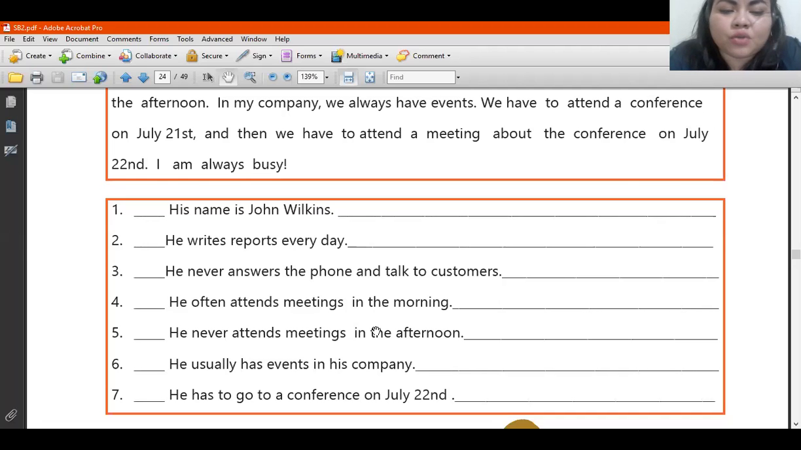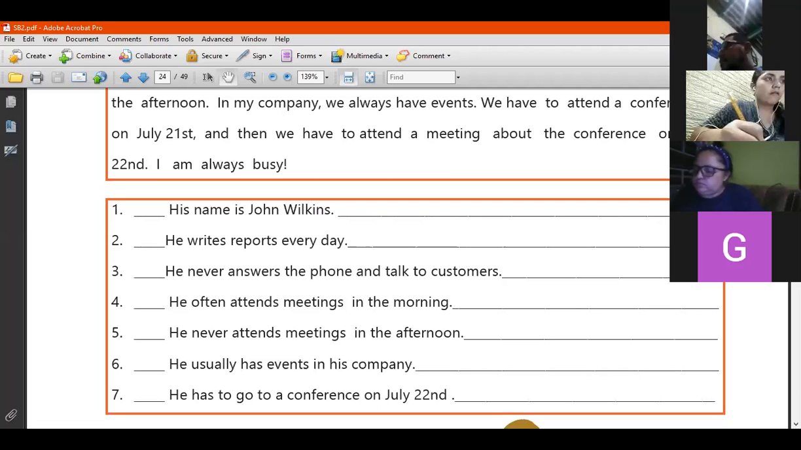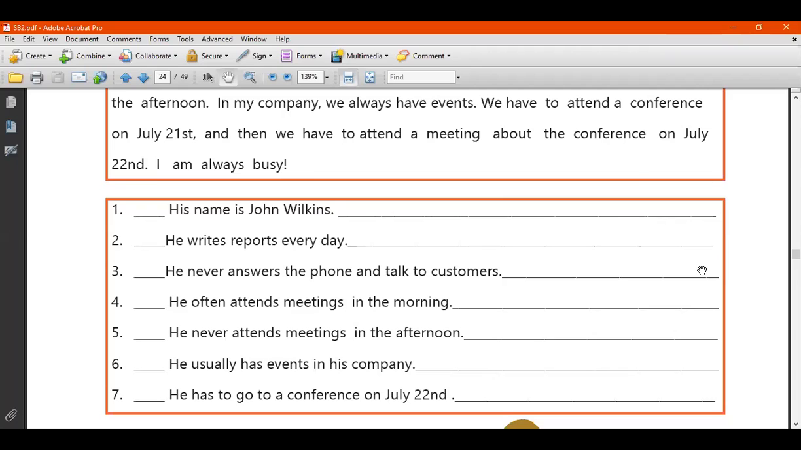Azalea, let's do number seven. Oh no, Azalea is busy. Let's go ahead and see. Pedrina. He has to go to a conference on July 22nd.